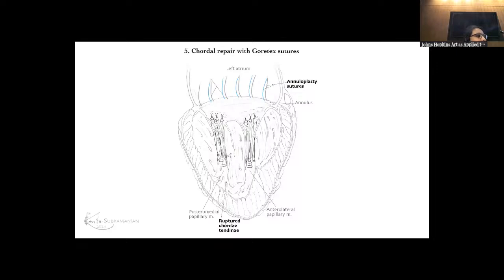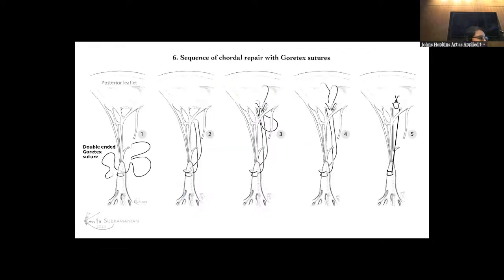Next, this cross-section shows the replacement of the ruptured chordae tendineae with Gore-Tex sutures. 3 to 4 pairs are placed on either side near the center and looped around the papillary muscles twice, as the next slide will show. This is a sequence of each chordae tendineae replacement, with a double loop around the papillary muscle.